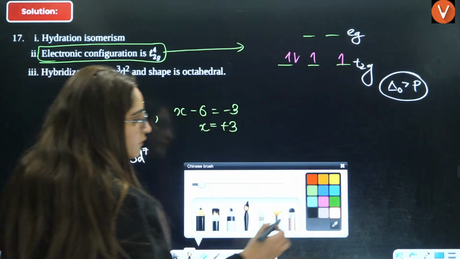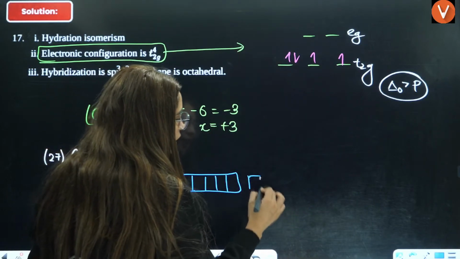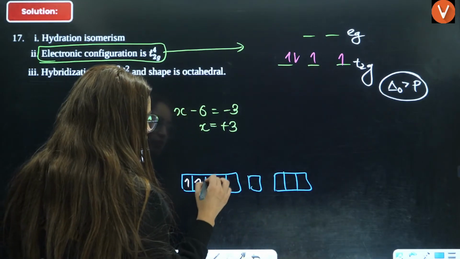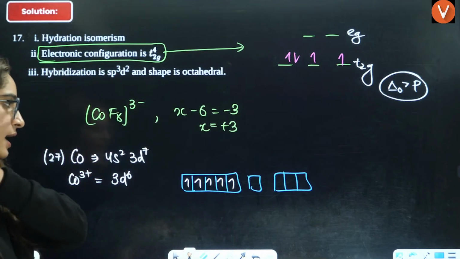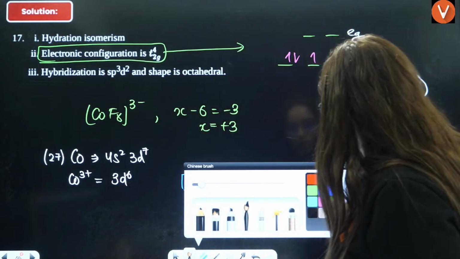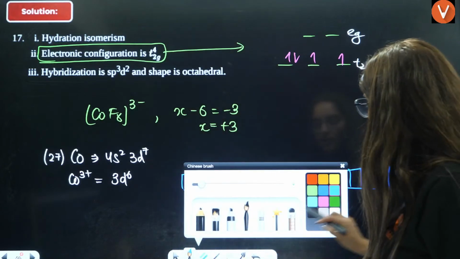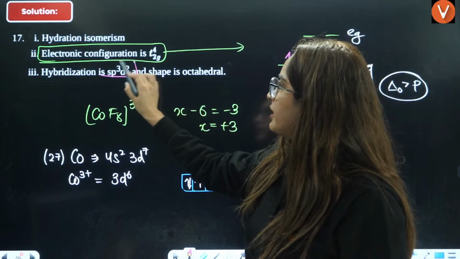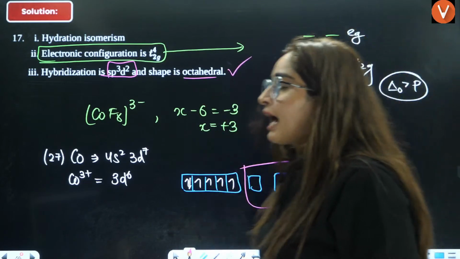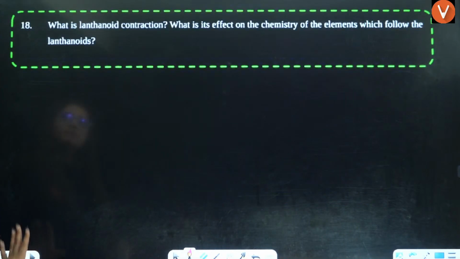Okay, so now there will be no pairing over here. 1, 2, 3, 4, 5 and then 6 will be here, right? So you will have sp3d2. Okay, the hybridization will be sp3d2. Because of this, you will have an octahedral, and that too outer orbital octahedral shape here, right? Okay, ji. Chalo.